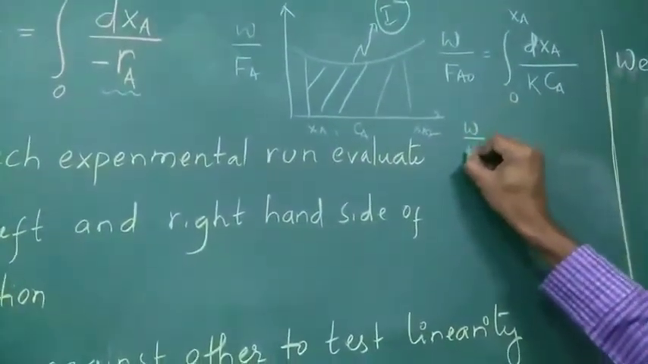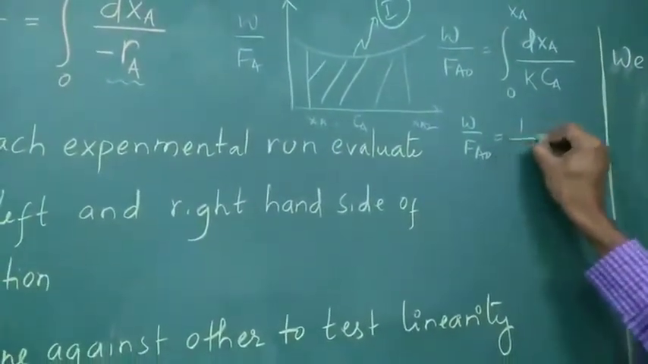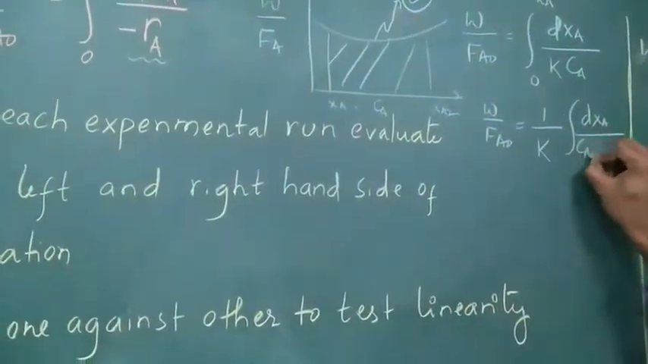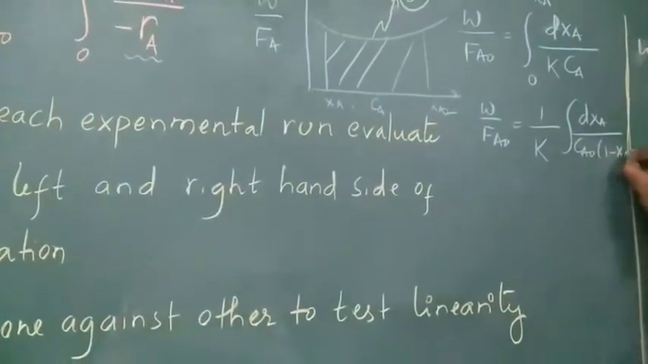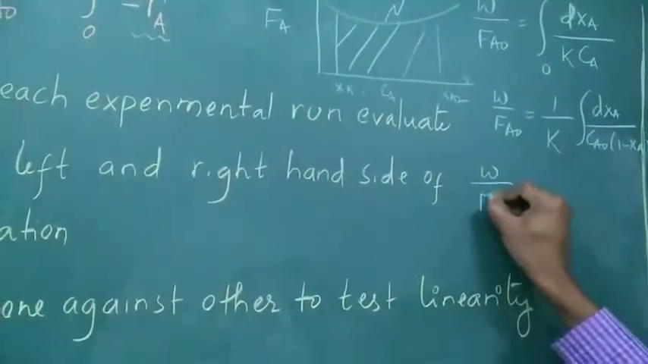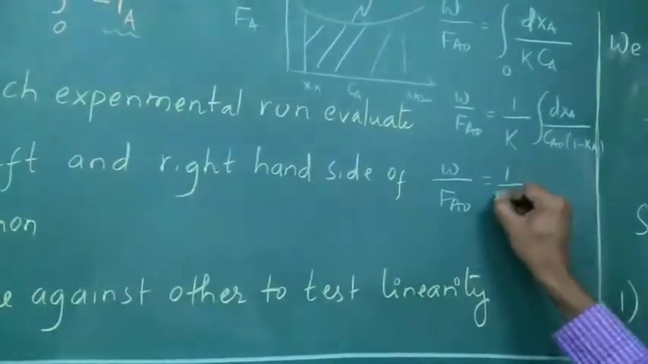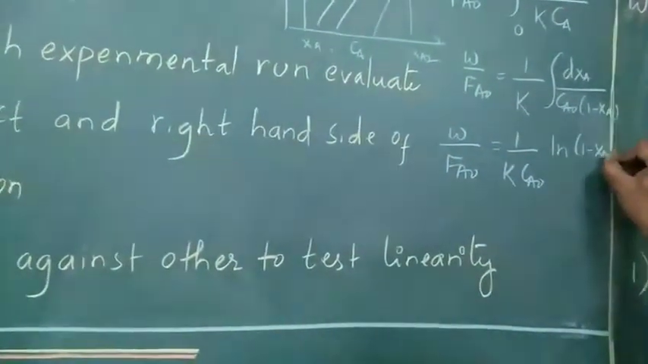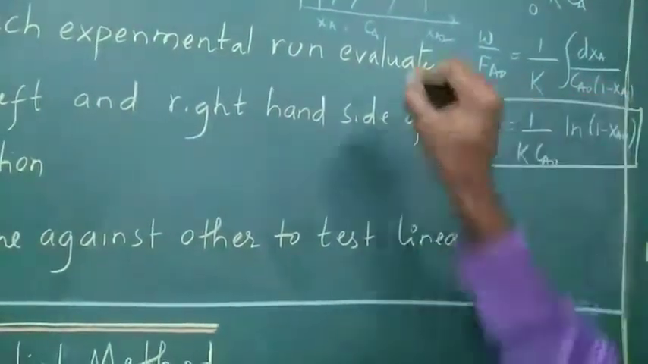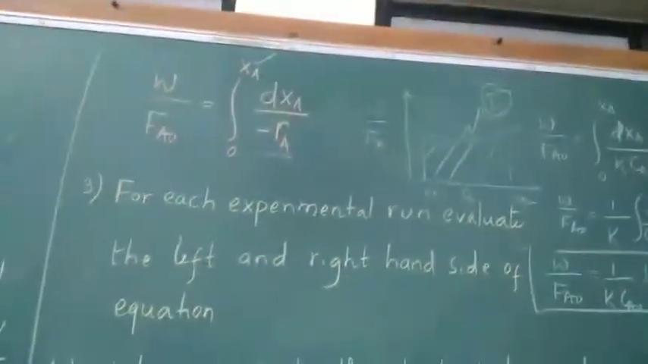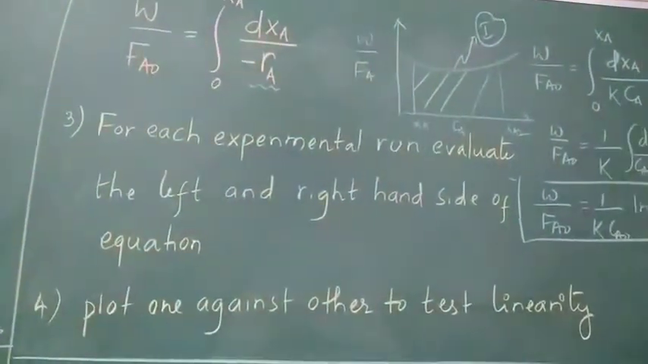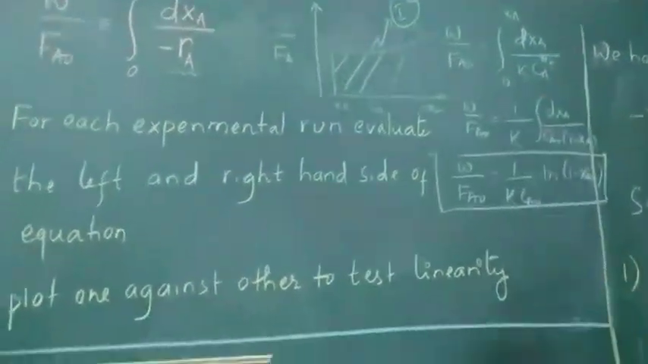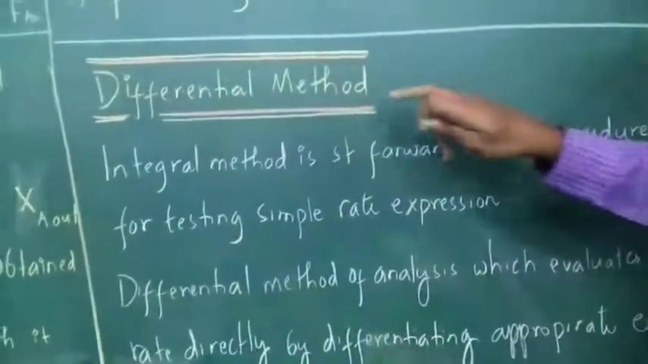Therefore W by FA naught will be this one, and 1 divided by K is a constant, dXA. This can be written as CA naught into 1 minus XA. So therefore this solution is very simple. W by FA naught will be 1 divided by K CA naught. So the integration of this is ln of 1 minus XA. So you can easily solve this equation by using the integral method. But in the differential method, when the complexity increases, if it is CA to the power of half or 3 by 2, then we can't do this. So when the complexity increases, we go for the differential method.